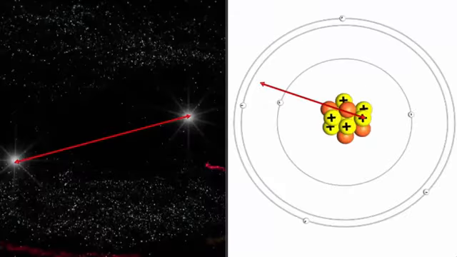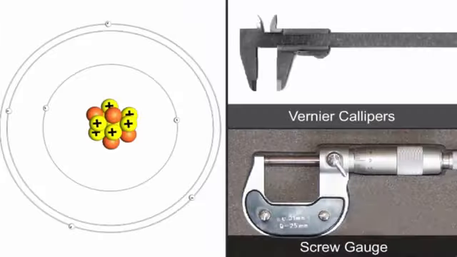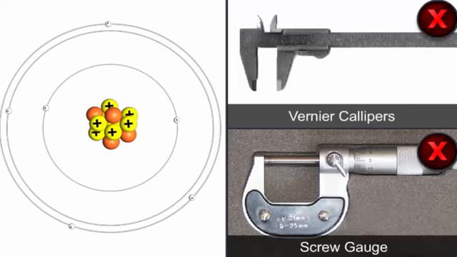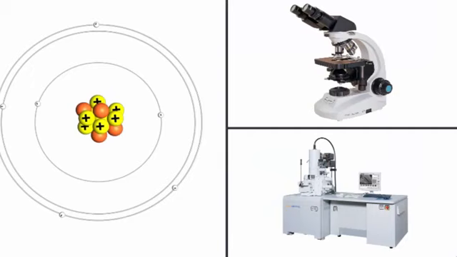That was about large distances. Let us now look at the other side of the coin, that is, smaller distances. To measure very small distances, such as the size of a molecule, we cannot employ devices like a vernier calipers or a screw gauge. Special microscopes need to be used.